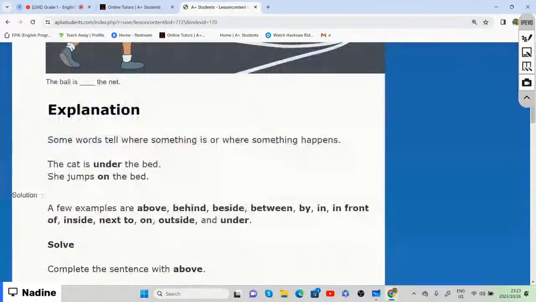So some words that tell us where something is or where something happens, right? And we made an example of the cat is under the bed and she jumps on the bed, right? So prepositions tell us where something is or where something happens. So yes, sometimes we say on top and then it's above, or sometimes we say above and then it's on top.